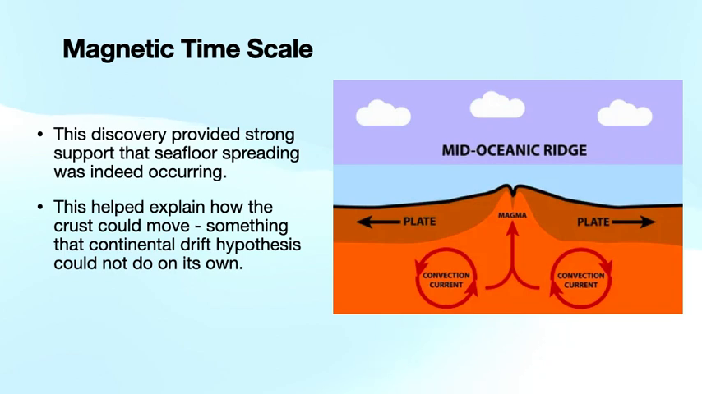So this discovery provides strong support that seafloor spreading was indeed occurring, and this helped explain how the crust could move apart, which was something that the continental drift hypothesis on its own cannot really explain.